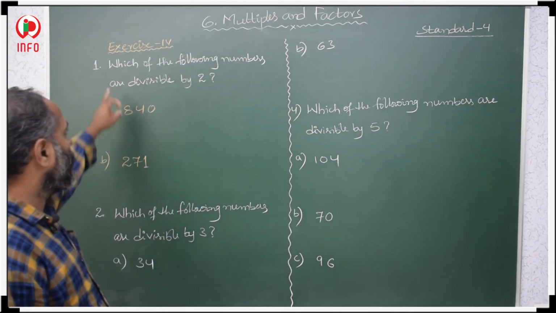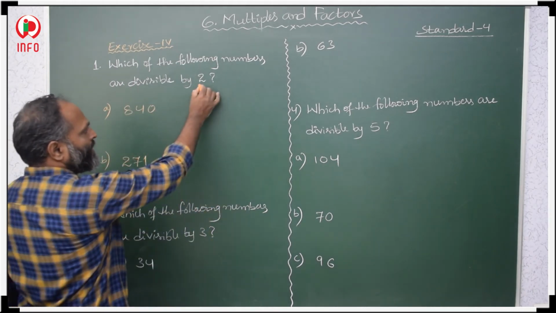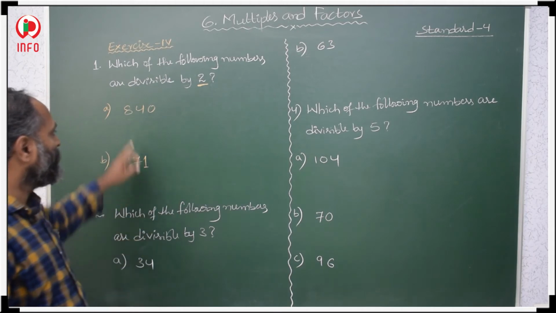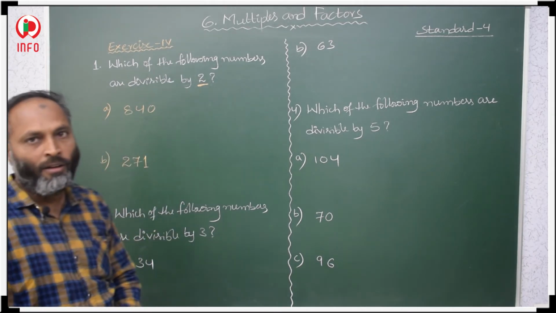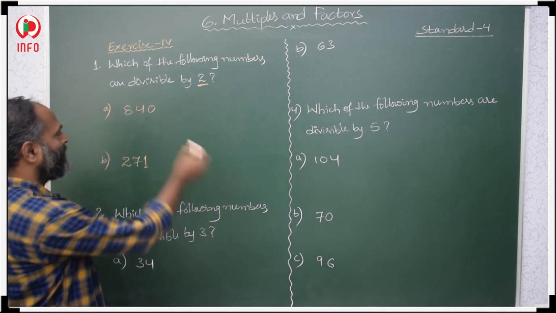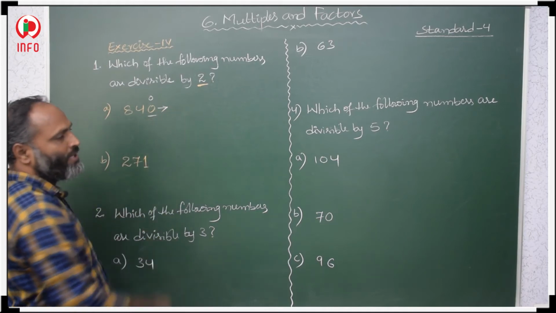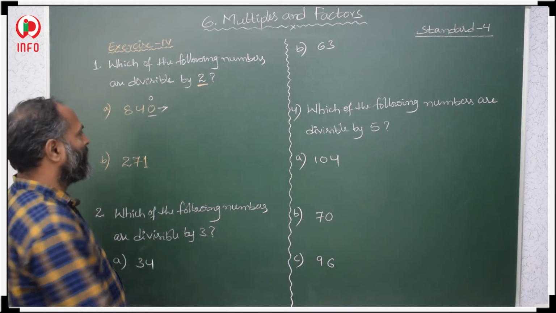The first question: which of the following numbers are divisible by 2? The first number is 840. We have to check whether this number is divisible by 2 or not. This is our ones place. In the ones place, 0 is there, so this is an even number.